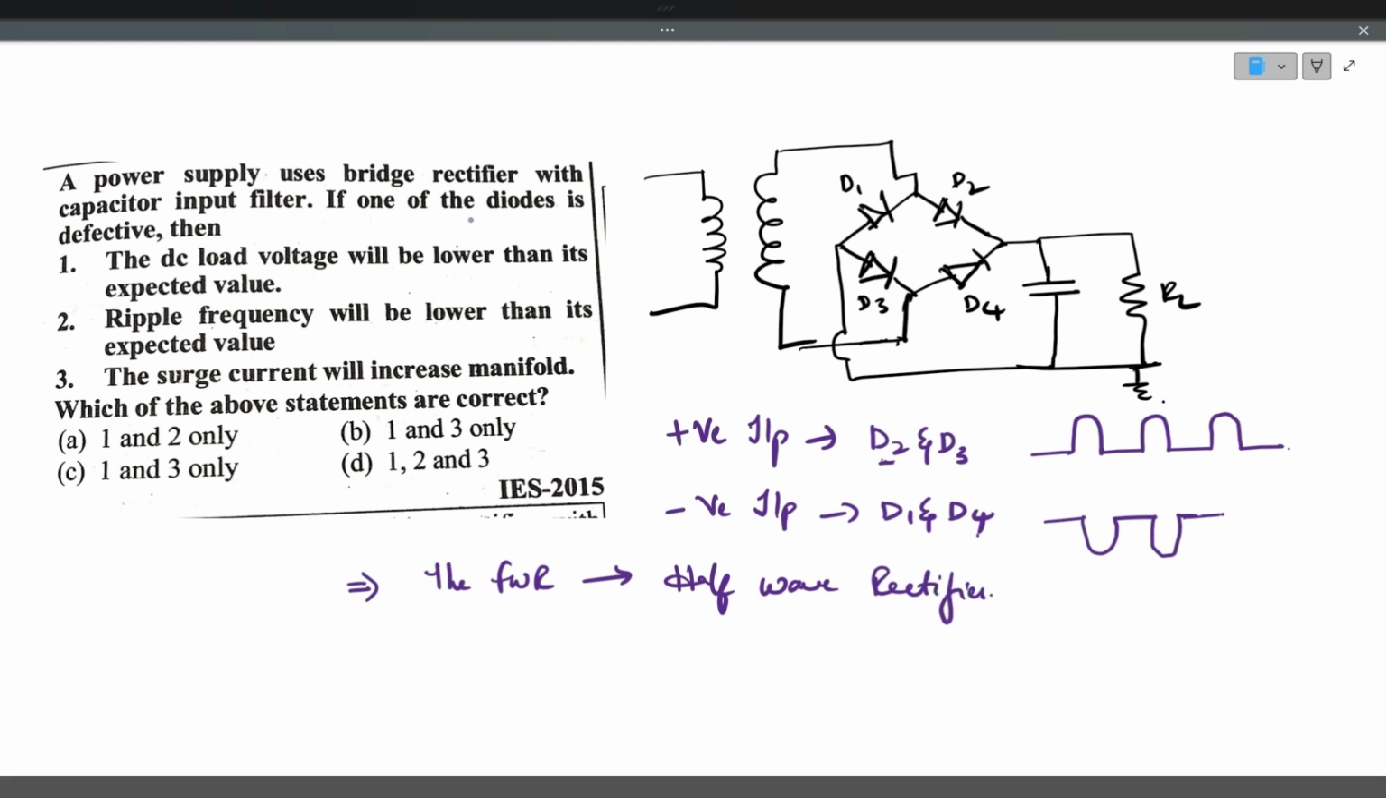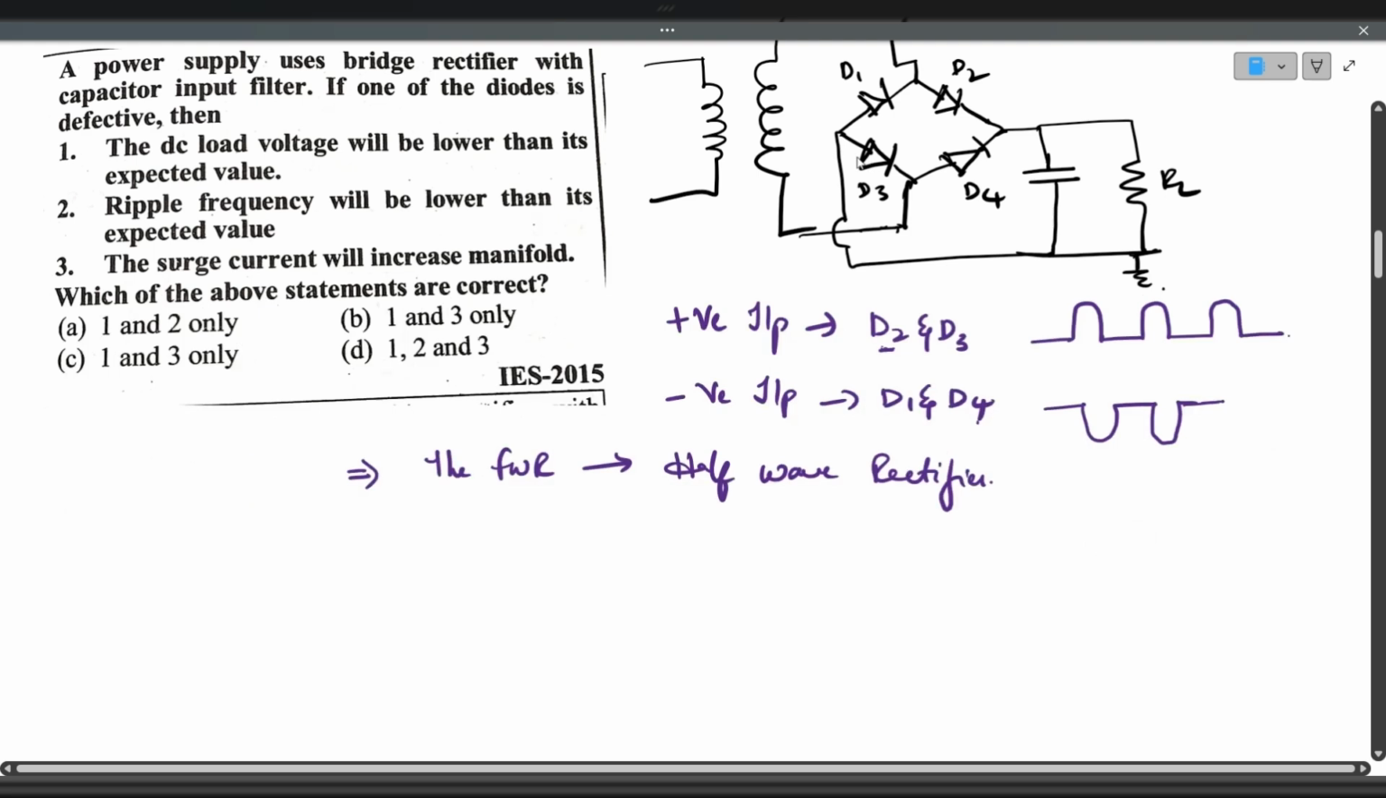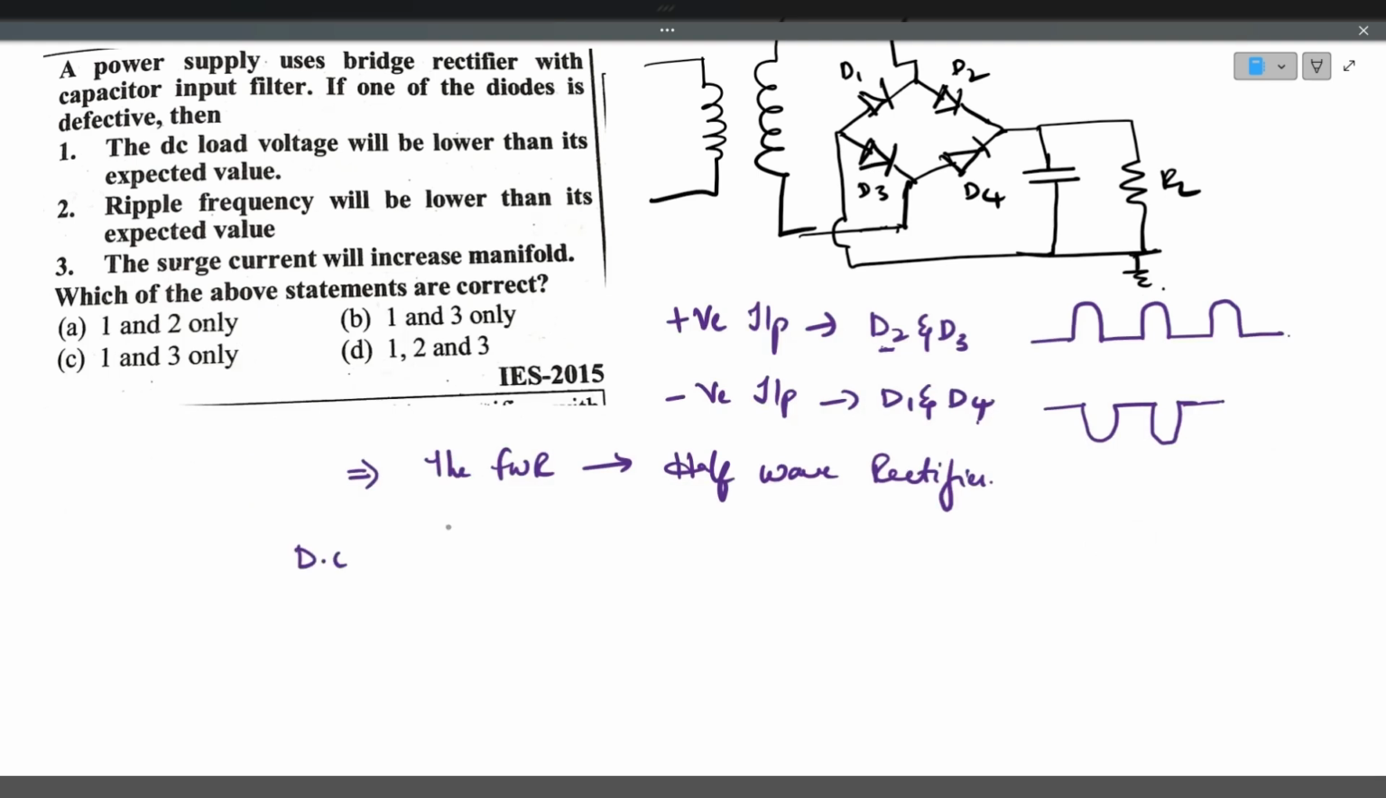Okay. So now what happens? He's telling if one of the diodes is defective, then the DC voltage will be lower than its expected value. It's obvious. If you see the DC voltage for a full wave rectifier and half wave rectifier, for a full wave rectifier it is 2Vm by pi. For half wave rectifier, it's Vm by pi. So option 1 is correct.